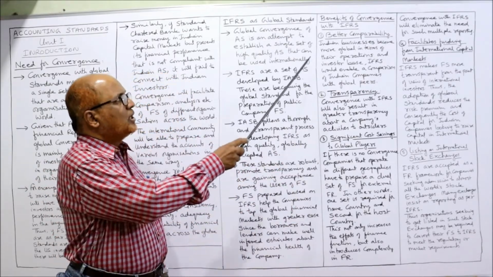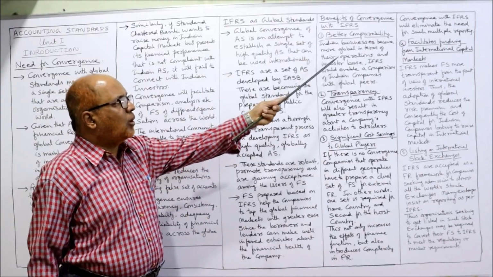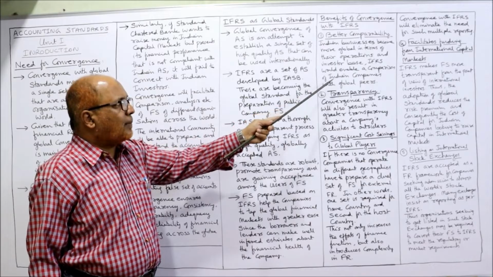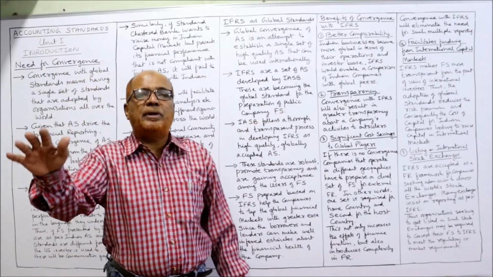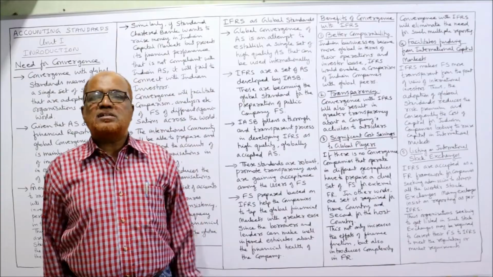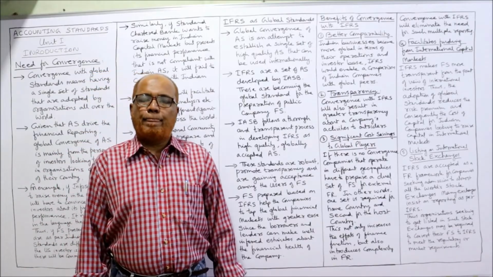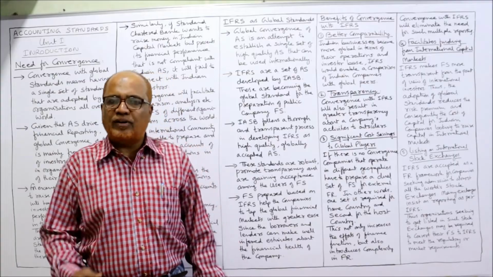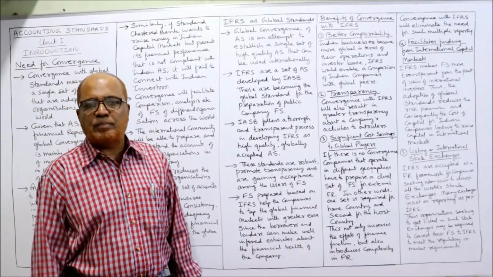That's the first advantage. So Indian businesses become more global in terms of their operations and investor base. IFRS would enable a comparison of Indian companies with global peers. So any investor can compare the performance of Indian companies with global peers in order to take the decision where to invest. That is the first benefit.